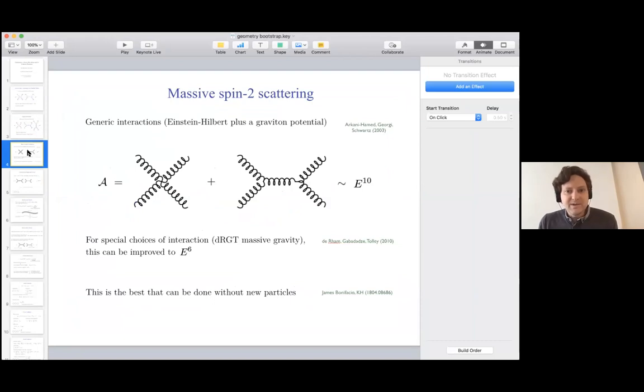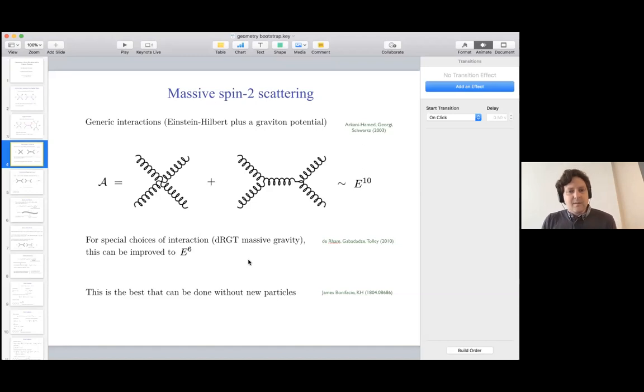So massive spin 2, it's been of interest because that's a theory of massive gravity. If we look at a generic effective field theory of a massive spin 2, so generic interactions like Einstein-Hilbert plus some potential for the graviton, generically these amplitudes will grow with energy like 10 powers of energy, so it violates unitarity very quickly. There are special choices of this potential you can make, which can improve this. It can make the growth slow down to energy to the sixth. That goes under the name of dRGT massive gravity, which has been of recent interest the last 10 years or so.